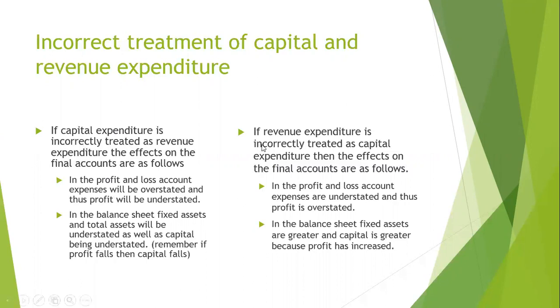On the other hand, if revenue expenditure is incorrectly treated as capital expenditure, then the following effects will be on the final accounts. In the profit and loss account, expenses are understated, and so the profit will be overstated. In the balance sheet, fixed assets are greater and the capital is greater because profit has increased. So these are the effects if we wrongly treat capital as revenue and revenue as capital.